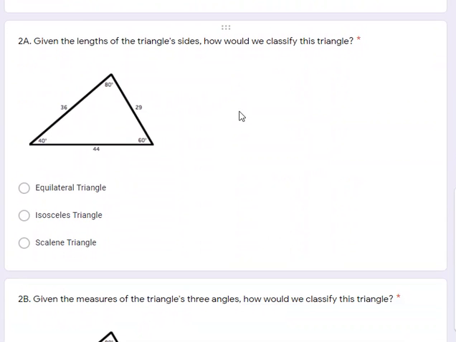Now, number 2, given the lengths of the triangle sides, how would we classify this triangle? The lengths are 36, 29, 44. Is it an equilateral triangle, isosceles triangle, or scalene triangle?